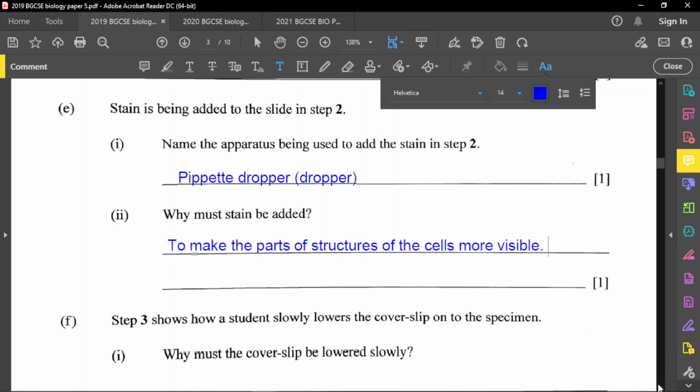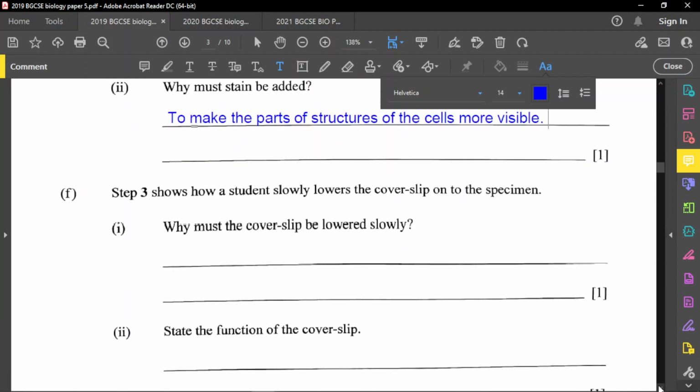For part F, it says step 3 shows how a student slowly lowers the cover slip on the specimen. Why must the cover slip be lowered slowly? So why do you want to put it down slowly? Besides being obvious, you would break it if you did it hard. Well, that's not the reason, I'm just kidding. But yeah, you could break it, of course, because they're glass. But the true reason to lower it slowly is to reduce the possibility of bubbles between the 2 slides.